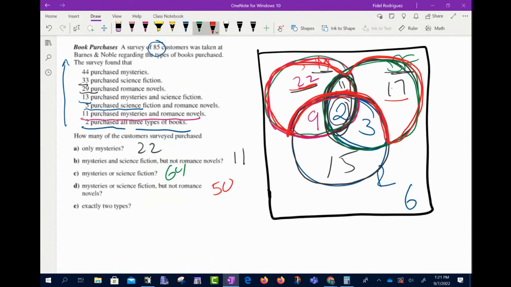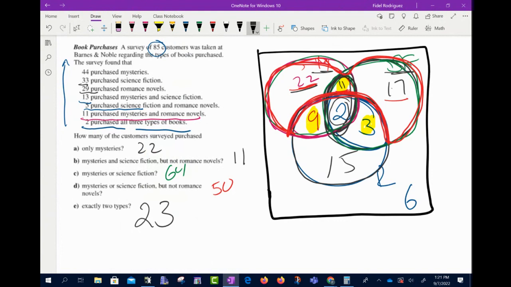Now, exactly two types, y'all. Exactly two types are 9, 11, and 3. So that would be how much? 23? Because 9 and 11 is 20, and then another 3 is 23, right? Okay, awesome. Very good.